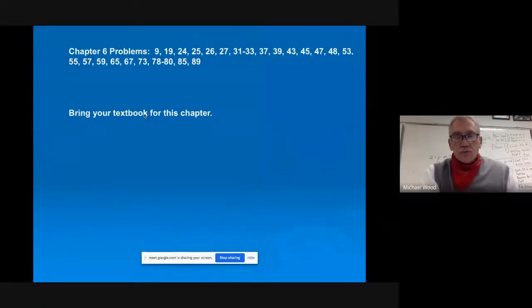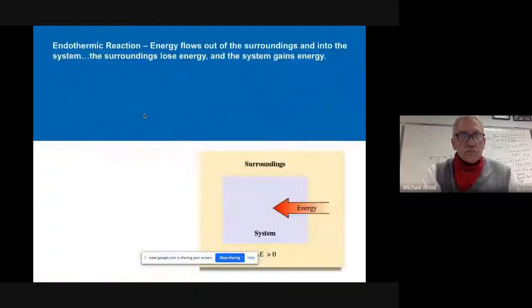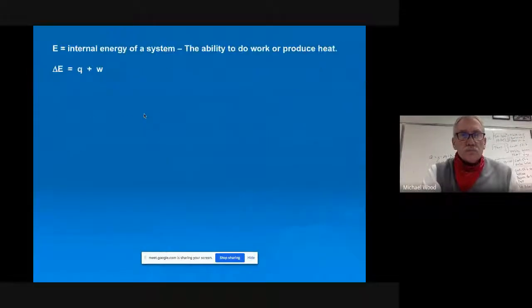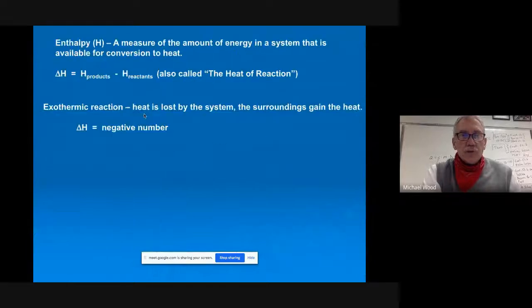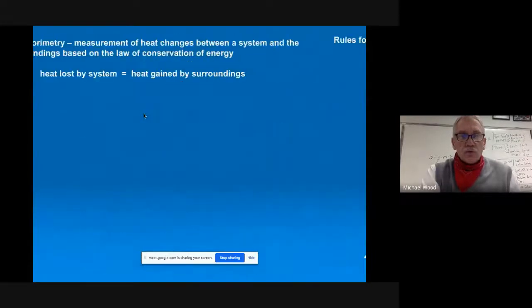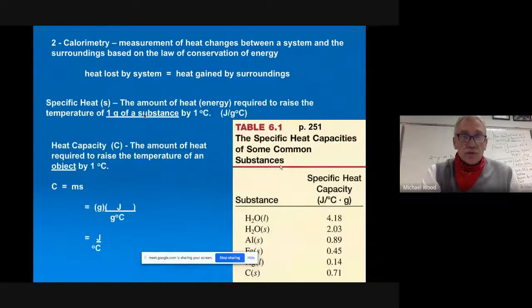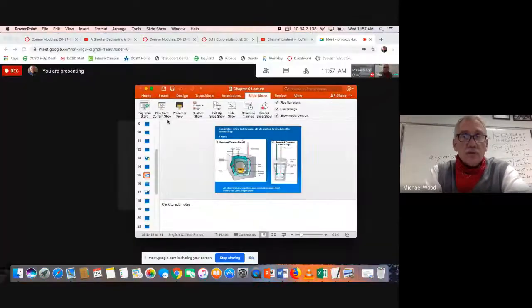Okay, so whoops, way back to the start. We've already covered a lot of ground in this chapter. Okay, so now, again, we're still under calorimetry. We just talked about this. We just did this slide. And this is what we're going to pick up on the next lesson, the 2 different kinds of calorimeters.